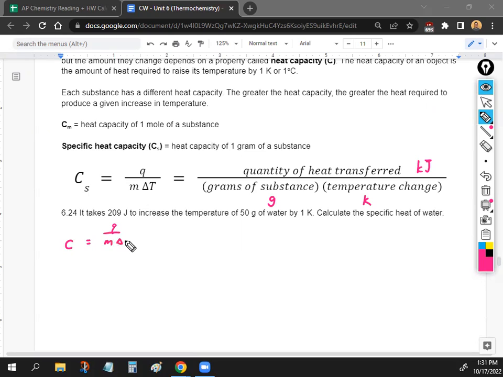You don't have to convert to kilojoules. You can keep it in joules. It's just heat, unless you really want to give me the value in kilojoules.